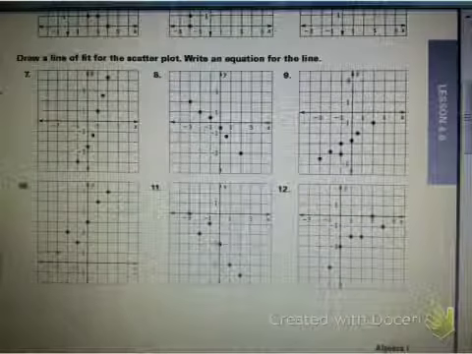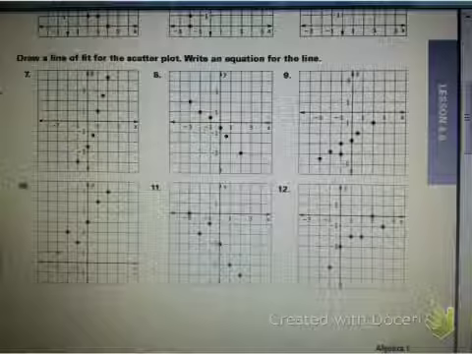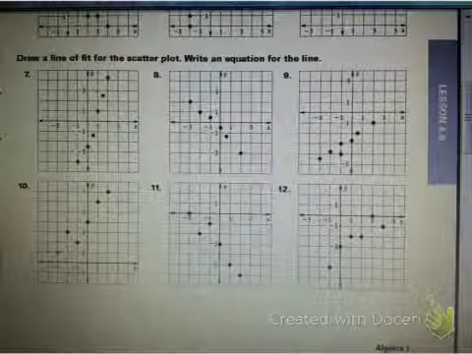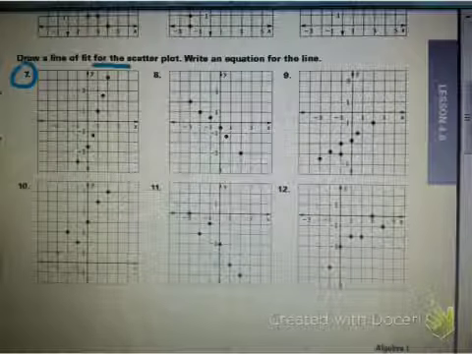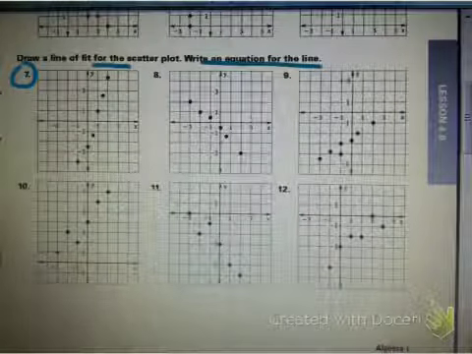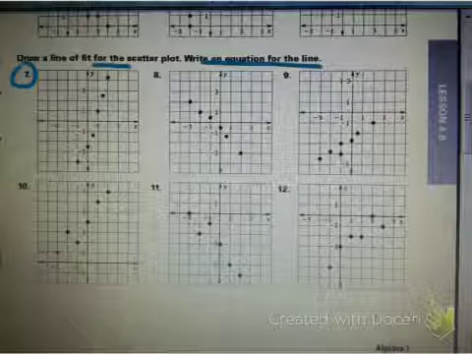So we won't do all 6 of these. I don't think we need to as examples, although they would be good practice for you if you want to try it when you pause the video. But let's look at number 7. And our directions say, draw a line of fit for the scatter plot and write the equation of that line. So we'll do that because we can.